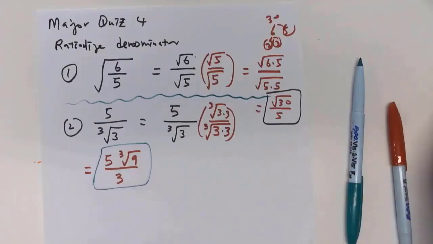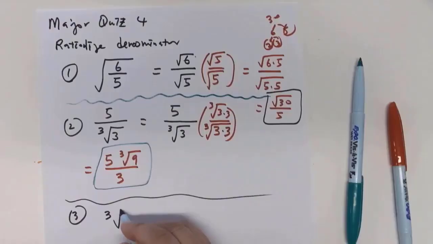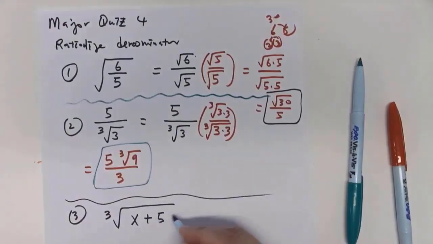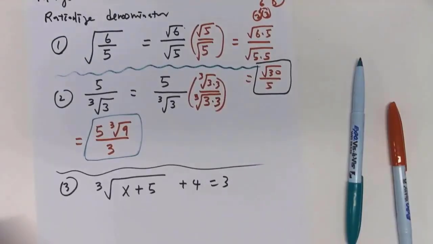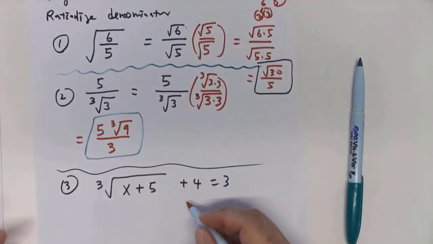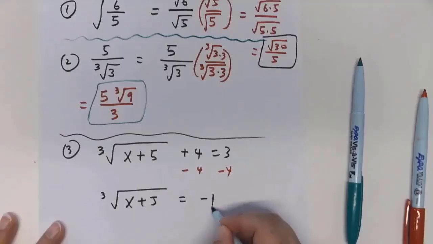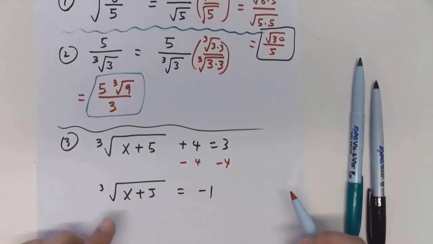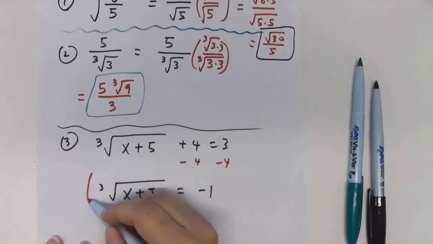Number 3, for major quiz 4, we have cube root of x plus 5, plus 4, equal to 3. First, I need to do what? Move the 4 over. Yeah, we need to isolate the root, right? So move the 4 to the other side by subtracting 4 from both sides. Now we have a cube root equal to negative something. And then we do what to get rid of the root? The parentheses to the power of 3. So that's cubing this side.